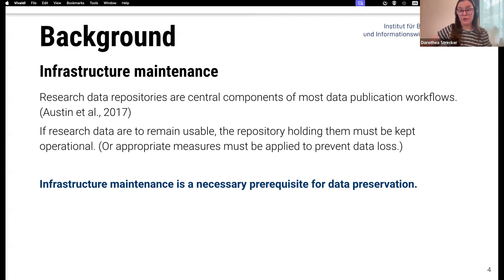Therefore, they are very important for this specific open science practice, but there are also some implications for the long-term availability of research data, because research data can only be accessed long-term if the infrastructures that store them remain functional, or if appropriate measures to maintain data are taken. This is why infrastructure maintenance is a necessary prerequisite for the preservation of research data. So infrastructure maintenance and data preservation are linked.